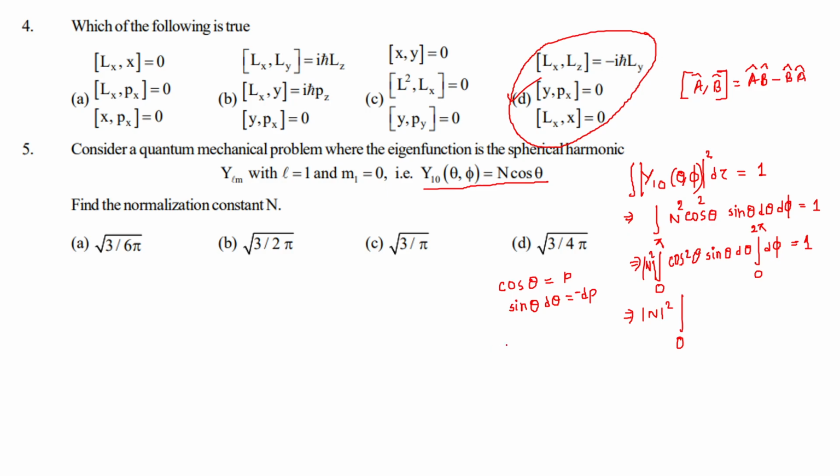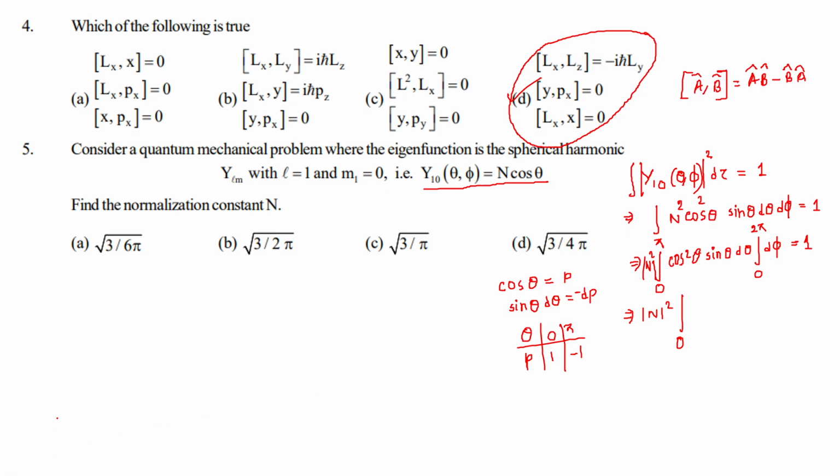Oh, I should not say 0 to pi because now I have changed the variable. So theta can go from 0 to pi. So what is going to be the limit for p? So p is cos theta. For theta equal to 0, p is going to be cos 0, which is 1, and for theta equal to pi, it is going to be minus 1.